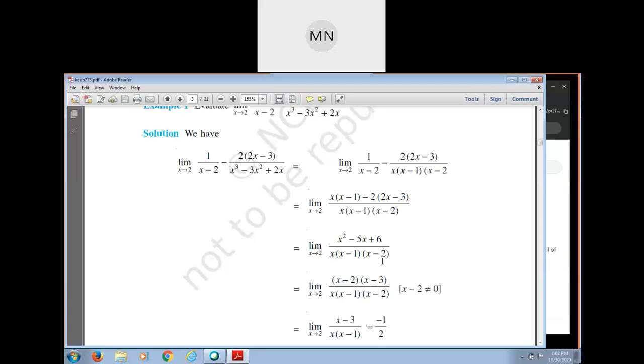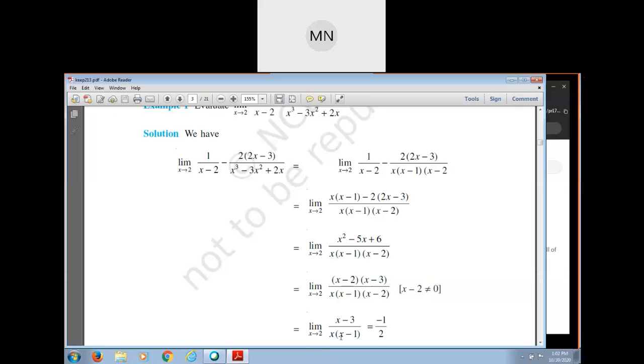It will be 0 again, is not it? Yes, ma'am. So we have to factorize this term, and when we factorize this term, it will be x minus 2 into x minus 3. Now you can cancel this term. X minus 2 will be cancelled, and the remaining term will be limit x tends to 2, x minus 3 divided by x into x minus 1. Now you can put x equals to 2.